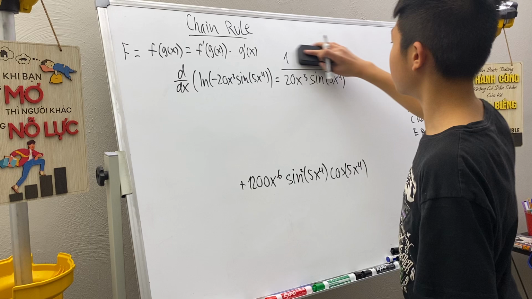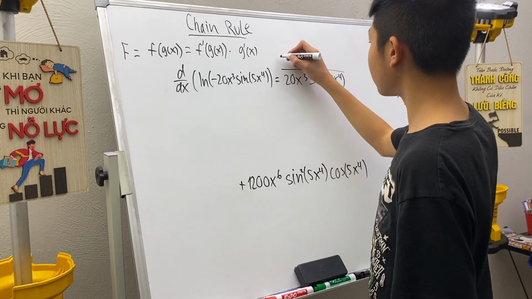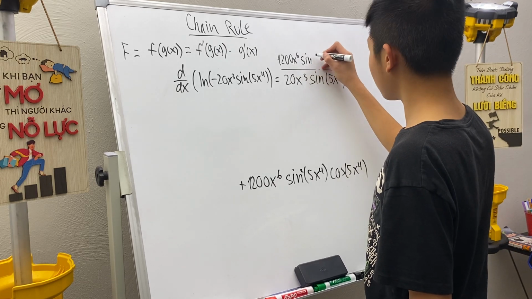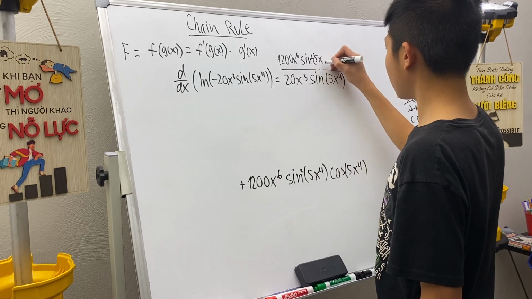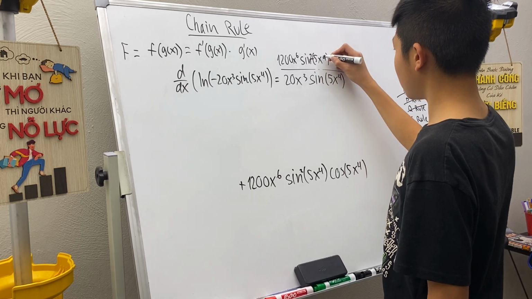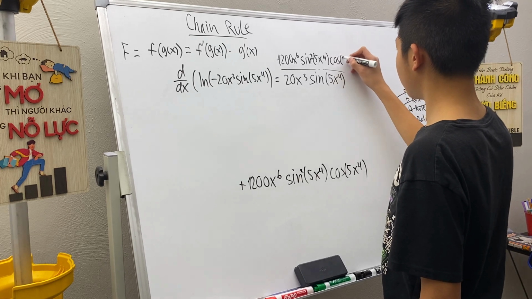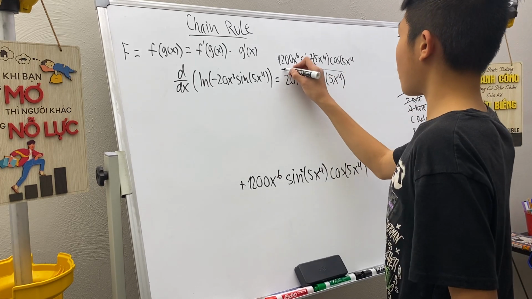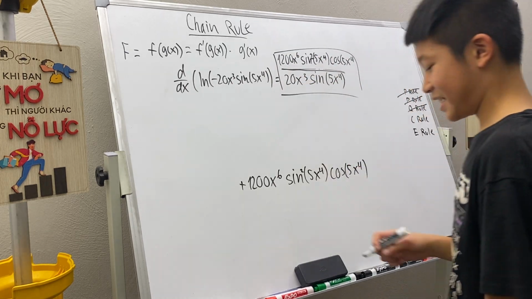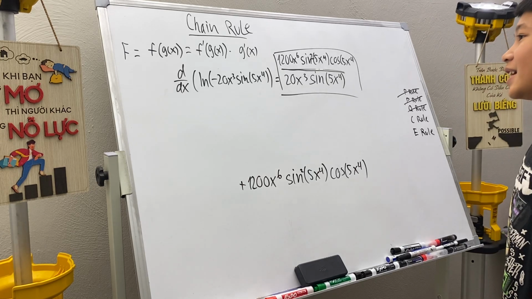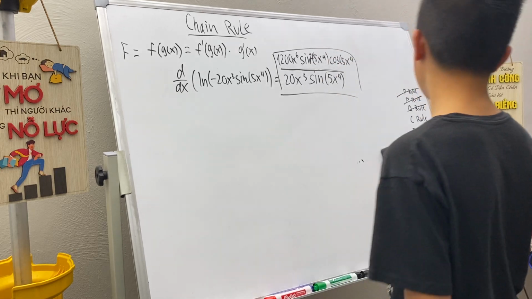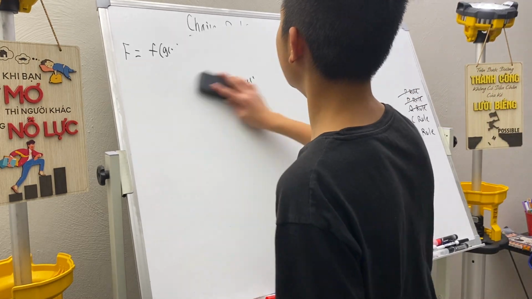Okay, I need a lot of space here. That's a square times cosine 5x to the 4th. And you can figure out what this is because it's way too big, and I'm really tired right now. But yeah, that's the final answer. Okay, and we are done with the chain rule.